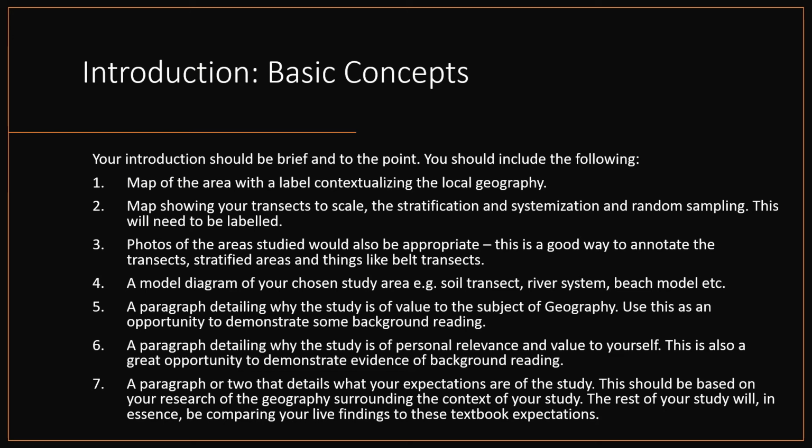As you can see in point 3, photos of the area would be a good idea. You should include photographs of the area. You can annotate things like belt transects, as I've mentioned, but you can also just annotate them to show that this area was an area of parkland or woodland, or you can use it to show the difference between the 2 slopes that you've investigated. This is all to build the contextual understanding of where you went and the geography of that area.